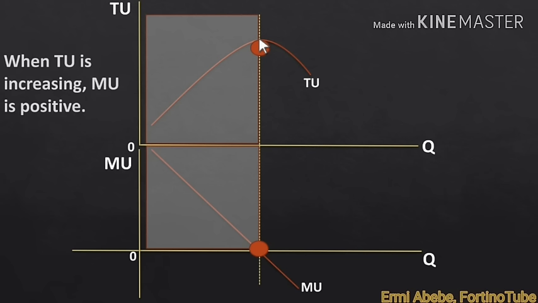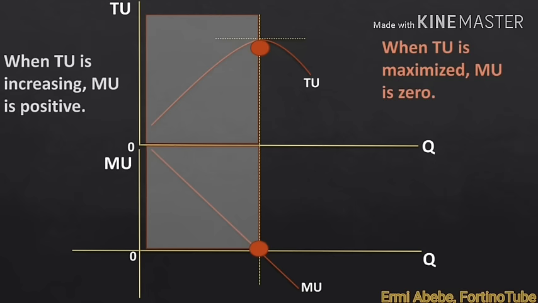In calculus, when the slope is 0, this curve reaches maximum. This line is a horizontal line with a slope of zero. So at such a point, at the maximum of TU, marginal utility is zero. So when TU is at its maximum, we say that marginal utility is zero.